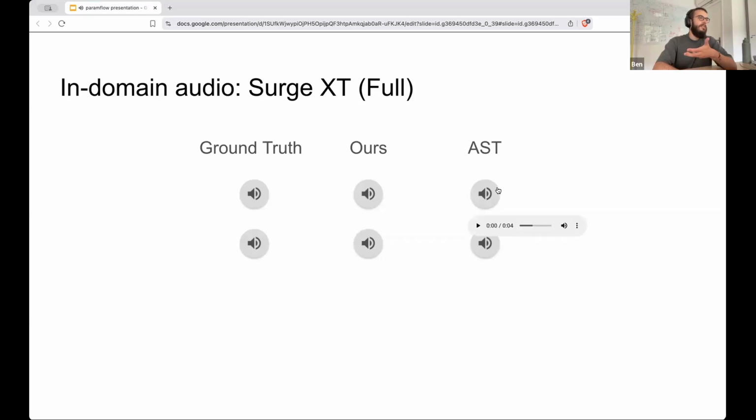And here's what the previous best performing state-of-the-art benchmark could do.